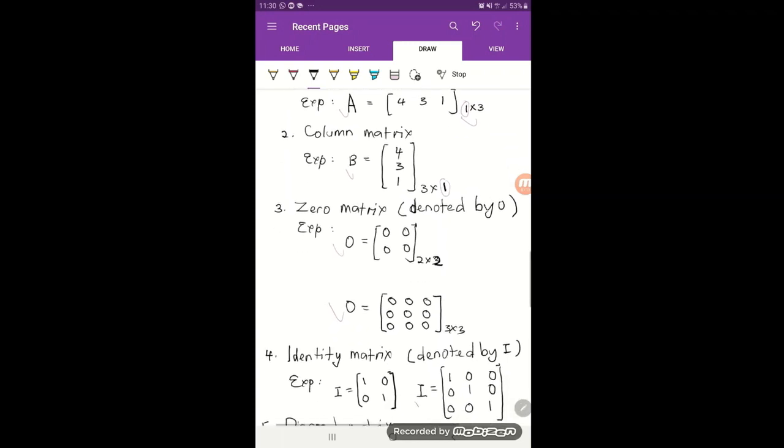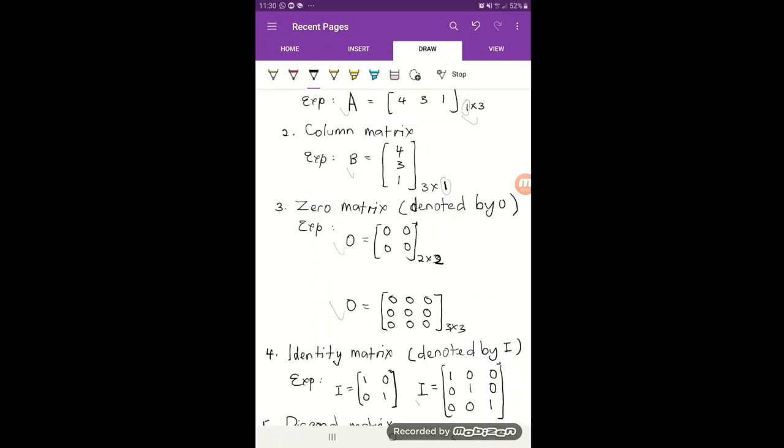The next is the identity matrix. An identity matrix is a diagonal matrix in which all its diagonal entries are 1. Okay, denoted by I. This is of order 2 times 2 and this is of order 3 times 3.